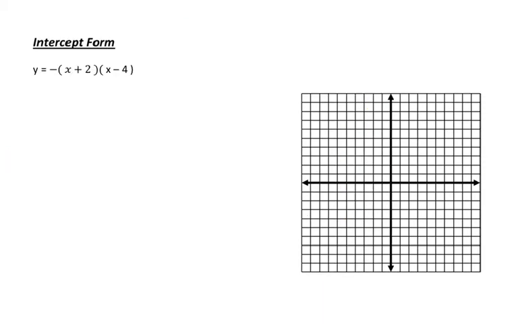The last form we're going to take a look at is intercept form. And let me go ahead and give you the intercept form. It's y equals, once again, a, and then we've got parentheses (x minus p), a new variable there introduced. We'll talk about what it is, and (x minus q).